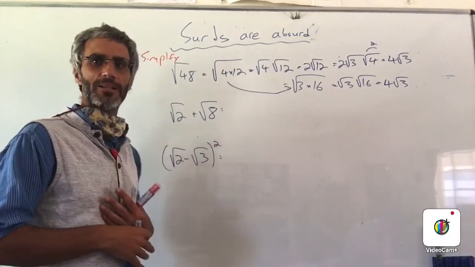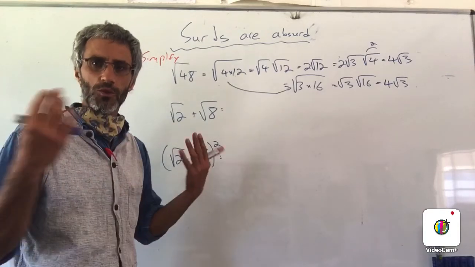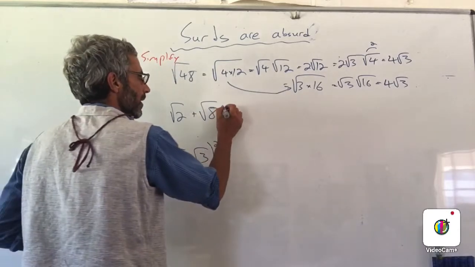I'll just pause here, taking a step forward. Sometimes we need to add 2 surds. Okay? Now, how do we do it?